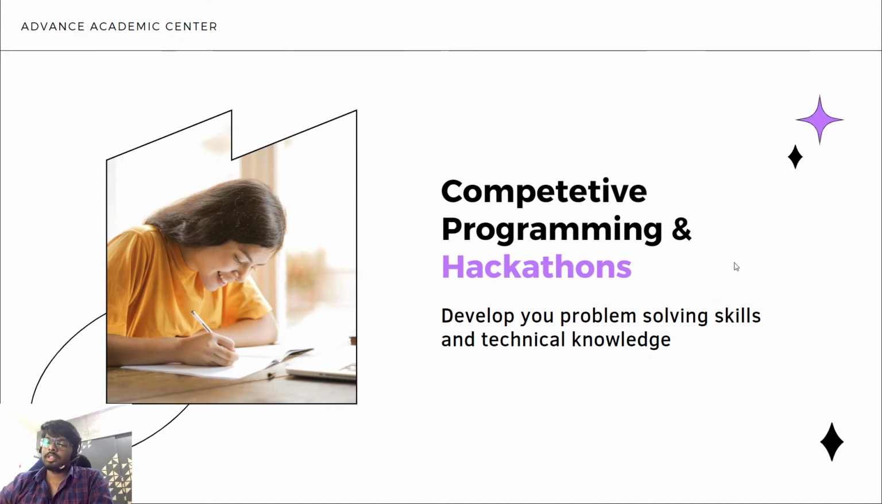Also, if you are very good at competitive programming and problem solving, companies will be in a queue line to take you. They'll easily hire you if you are good at competitive programming and problem solving. And there will be a very good advantage to you if you participate in hackathons and solve the problems.